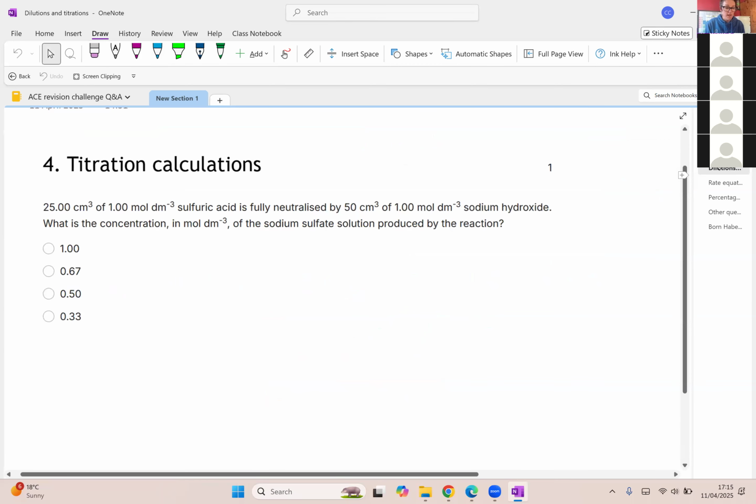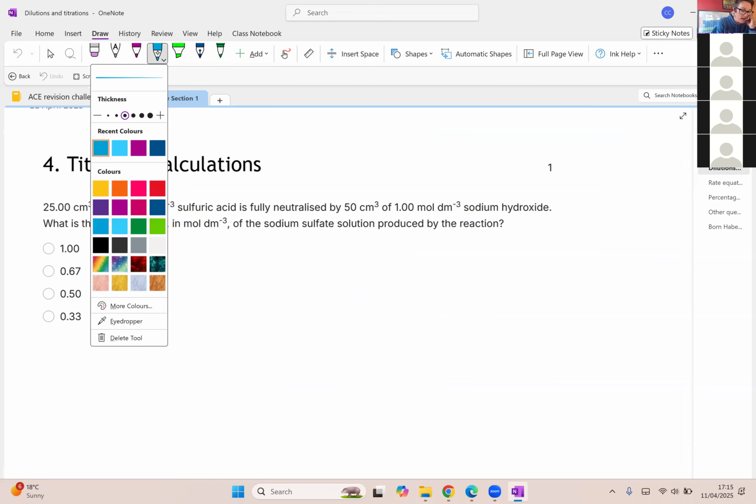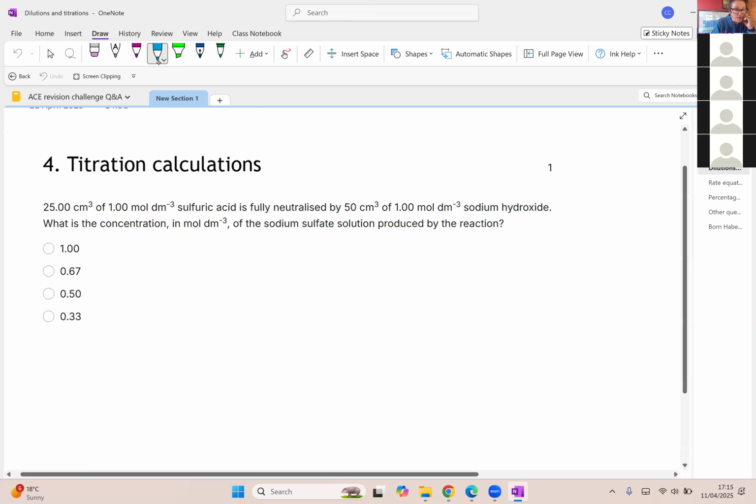Titration, well, this isn't really a titration calculation. This is more like a sneaky dilution calculation, actually. So let's talk through how we get this answer. Not that I've shown the answer here. Actually, I just screenshotted the question.